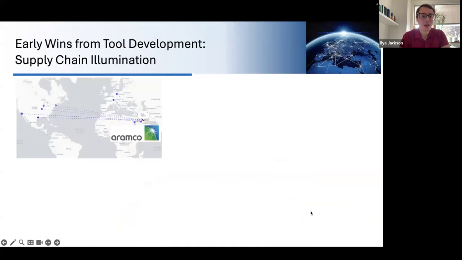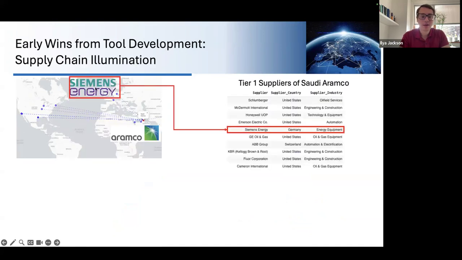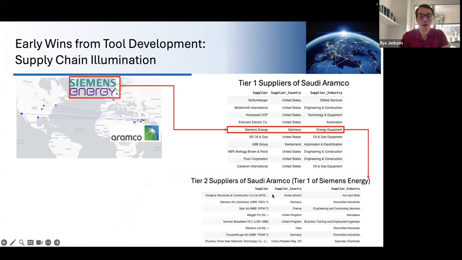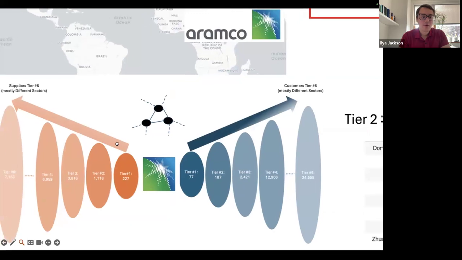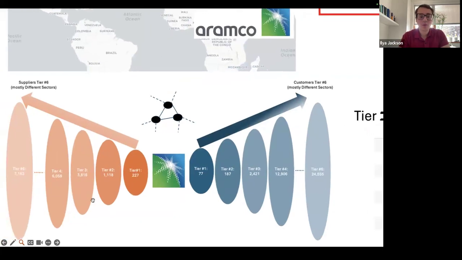We want to ask, if something happens to TSMC, what are the repercussions? When we look at Saudi Aramco, we can visualize its network. As an example, one of the tier 1 suppliers of Saudi Aramco is Siemens Energy, located in Germany. But we can do the same step for Siemens Energy and see the tier 1 suppliers of Siemens Energy. And all these companies would be tier 2 suppliers of Saudi Aramco, right? And if we move on with this technique, we can unfold the following structure, right? In tier 1, there are only 227 suppliers of Saudi Aramco. In tier 2, already more than 1,000 companies involved. And when we reach tier 6, there are over 7,000 companies, right?